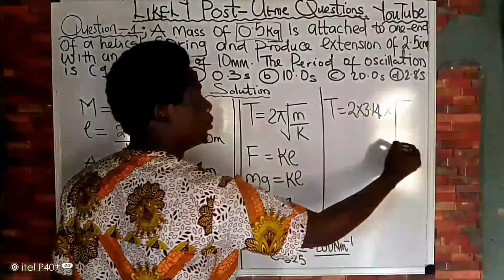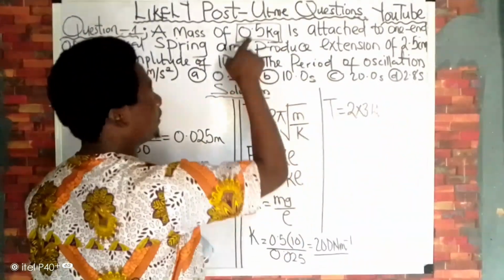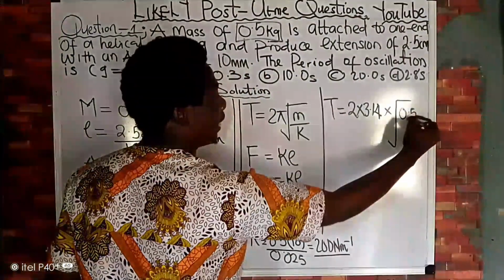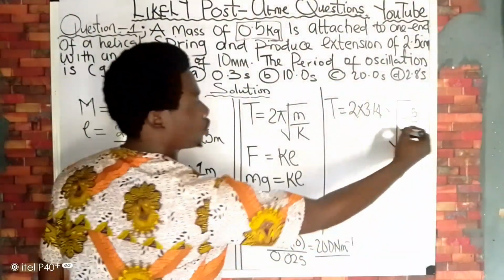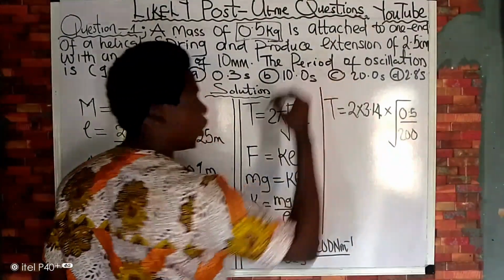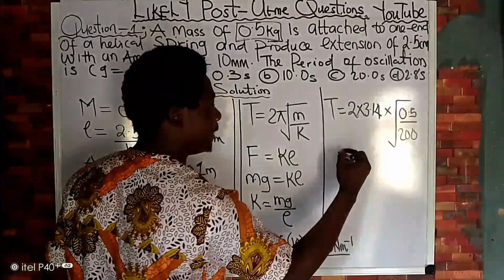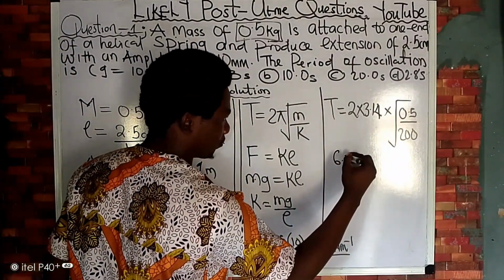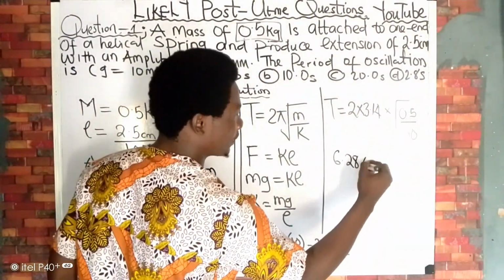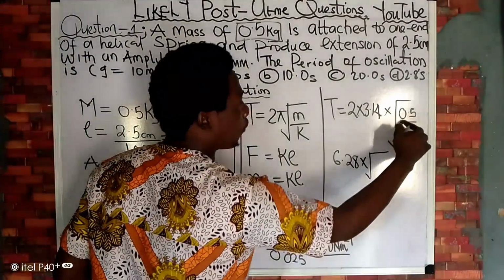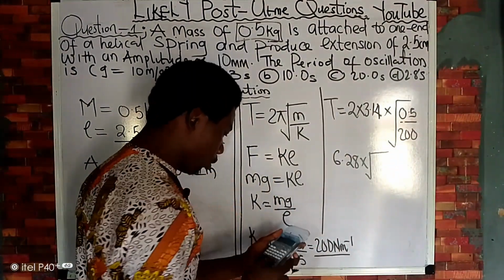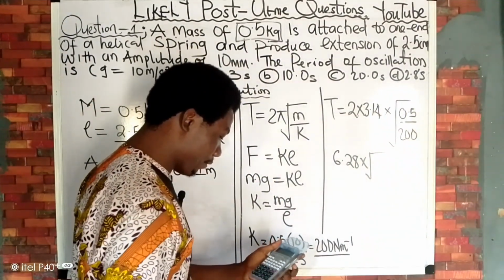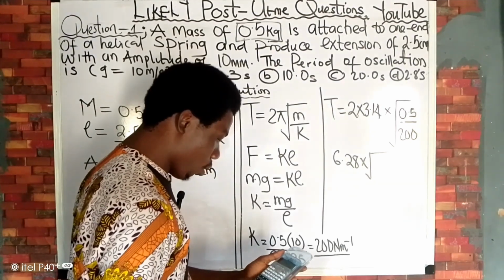times the square root of m. What's the mass? The mass is 0.5 over your constant, which is 200. So if I multiply this by this, I will have 6.28 times the square root of 0.5 over 200. So you have 0.5 divided by 200.